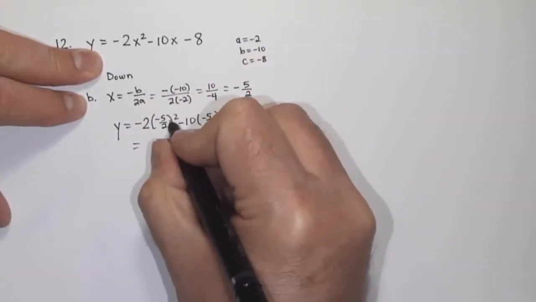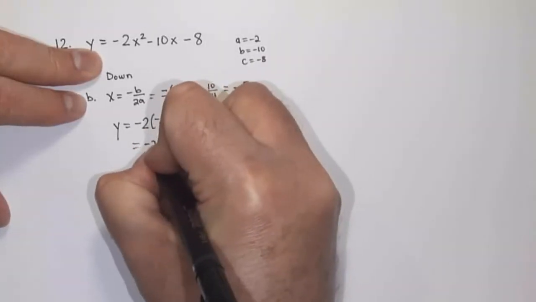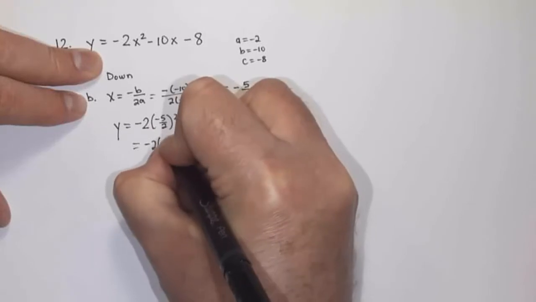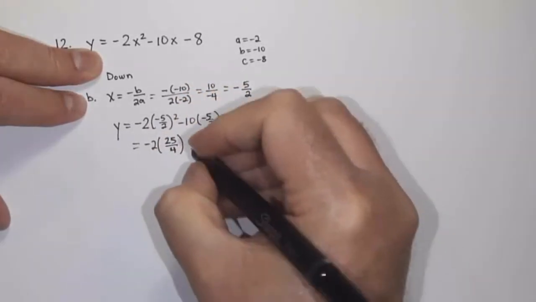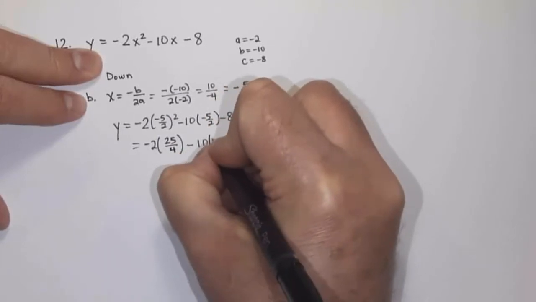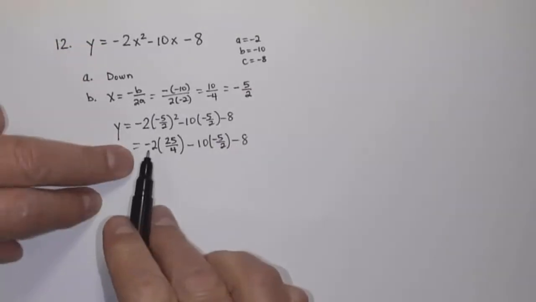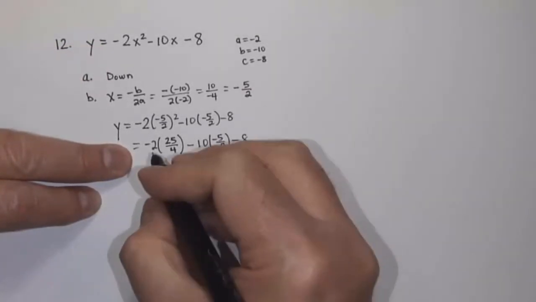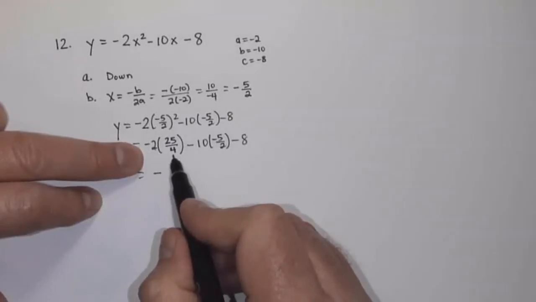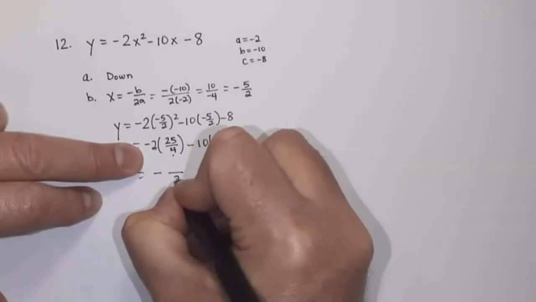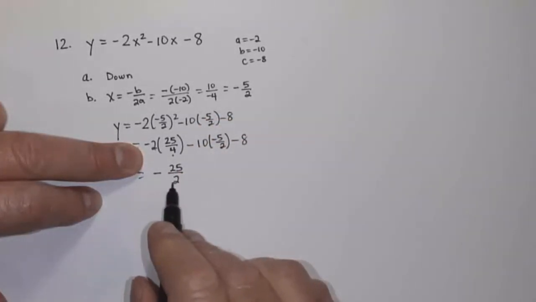Well, negative 5/2 squared means negative 5/2 times negative 5/2. And so that's going to be positive 25 over 4. So that's all I'm going to do on that step. Now negative 2 times 25 over 4. Negative times positive is going to be negative. 2 will cancel with the 4, leaving 2 on the bottom, and we'll have 25 on the top. So we have negative 25 halves.